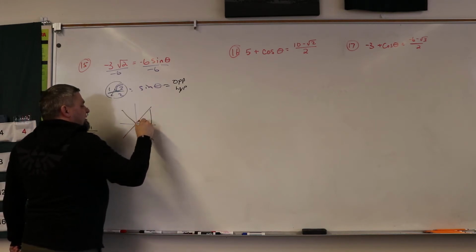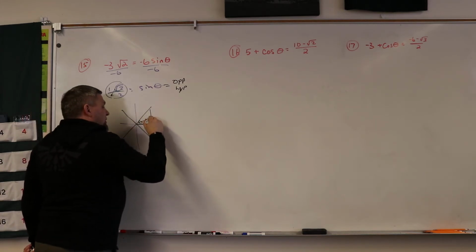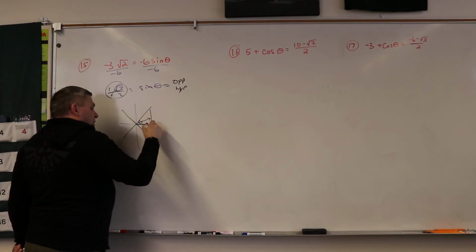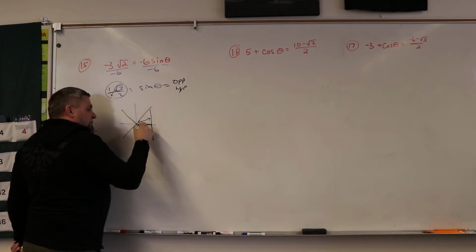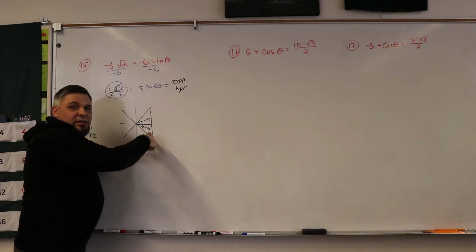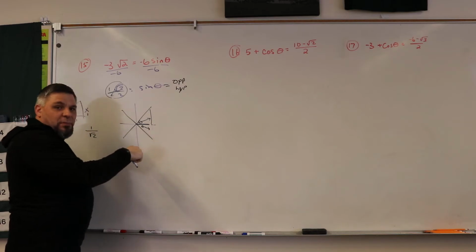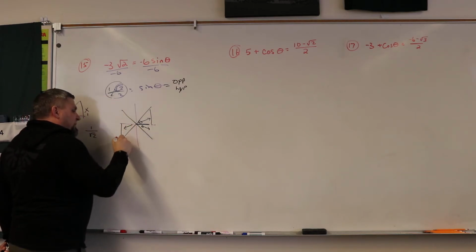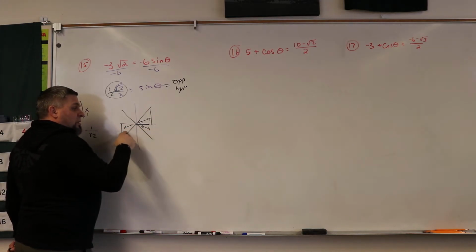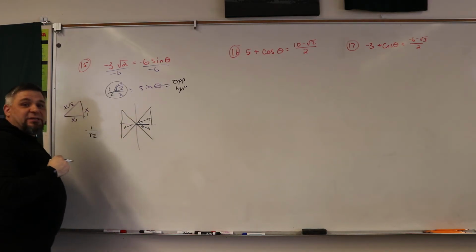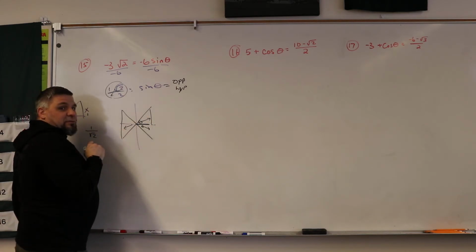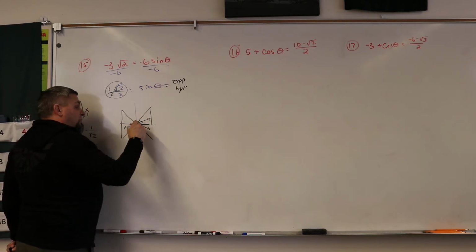So, this is theta. This is opposite. This is the hypotenuse. This would be opposite also, but that would be negative. You see what I mean? So it cannot be this one. This would be opposite, but that would be negative, so it cannot be that one. But this is opposite, and it's positive also, correct? So it could be this one.